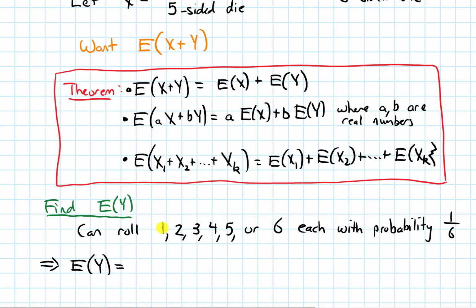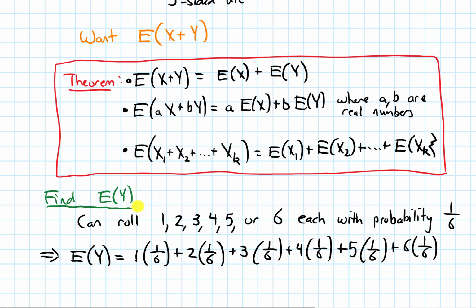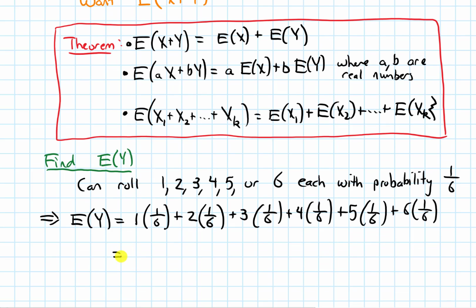I'm going to take my first value of the variable, which is 1, multiply that by its probability, 1/6, plus the next value, which is 2, times its probability, which again is 1/6. If I keep going like this, I'll get plus 3 times 1/6 plus 4 times 1/6 plus 5 times 1/6 plus 6 times 1/6. Now when we put these together, whatever number is in front, multiplying my fraction, is only going to multiply the numerator.